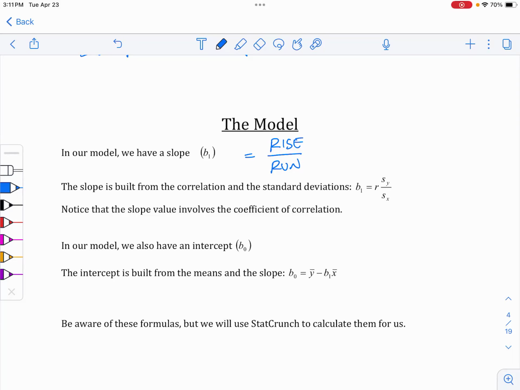Also notice one more thing. In these calculations that StatCrunch is going to handle, notice what's here, R. That's what we just talked about. In order to calculate the slope, you actually involve the coefficient of correlation. And that's the natural transition. Scatter plots to coefficient of correlation to regression. If you fail your conditions for correlation, you stop, which means you do not proceed to regression. All right, so those conditions are important.